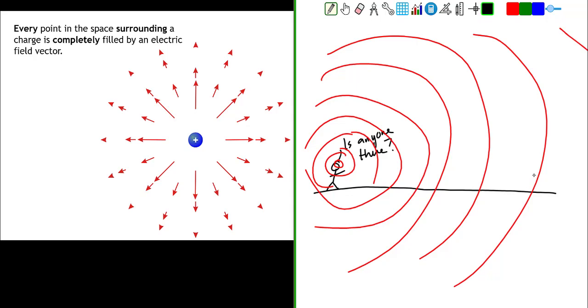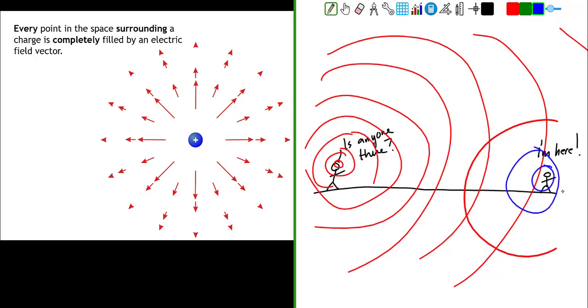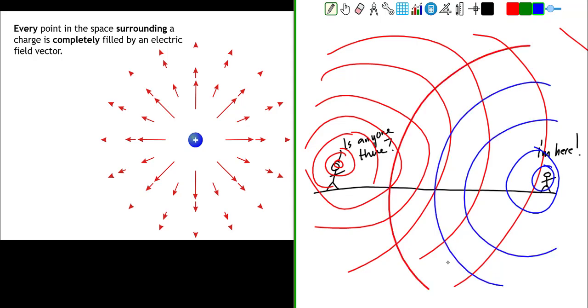Now, if someone happened to be out there with you and heard your message, they might be responding to you. They might be saying, I'm here. And when they yell that out, their message spreads out in space as well. And eventually you hear it. I'm here.